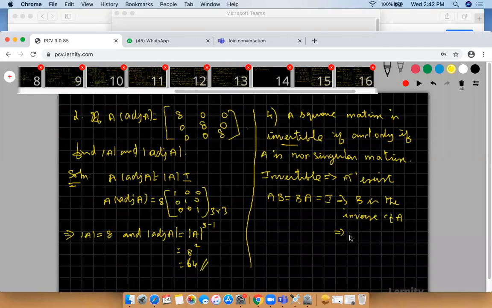Okay, that is B is equal to A inverse. Right. But how to find out this inverse, sir? Using determinants. Now look at that. We have A into adjoint of A and adjoint of A into A, that's equal to determinant of A into identity. But look at that. If AB and BA are equal to identity, then B is the inverse.